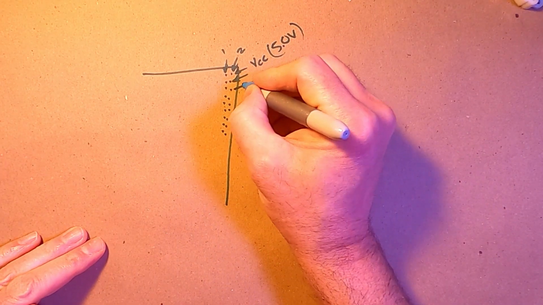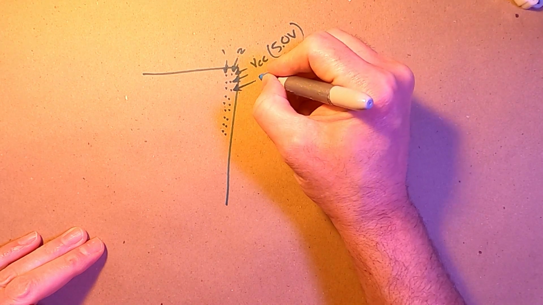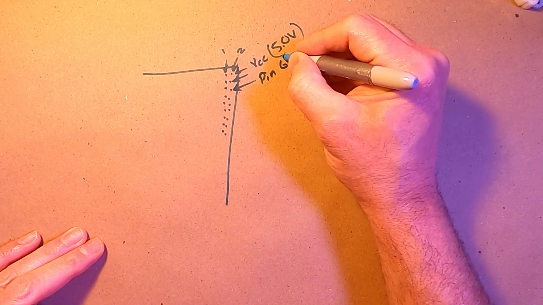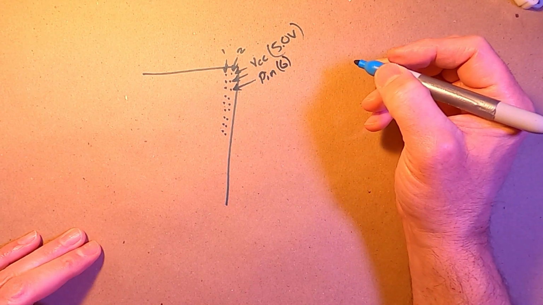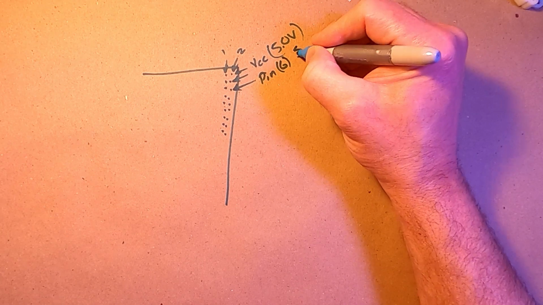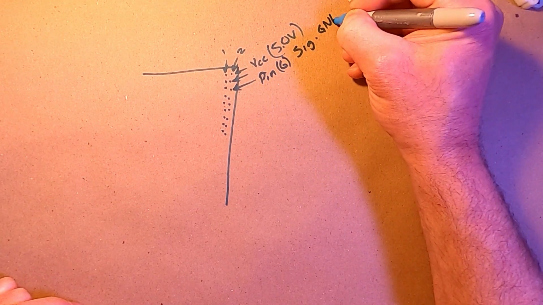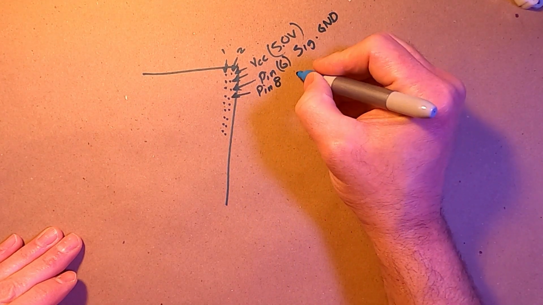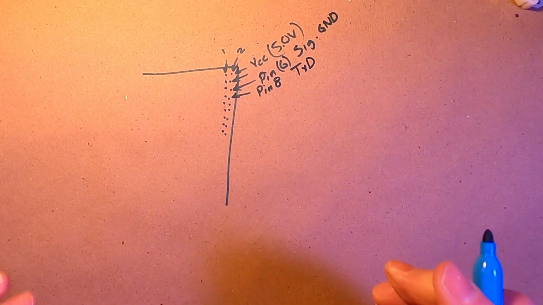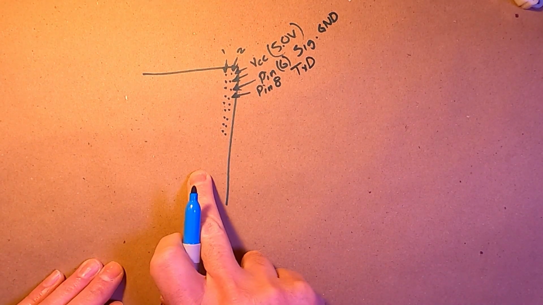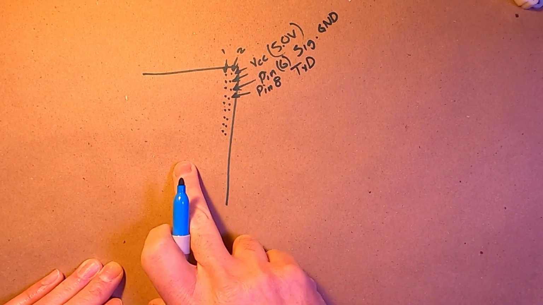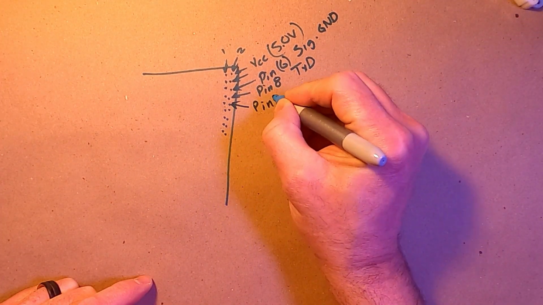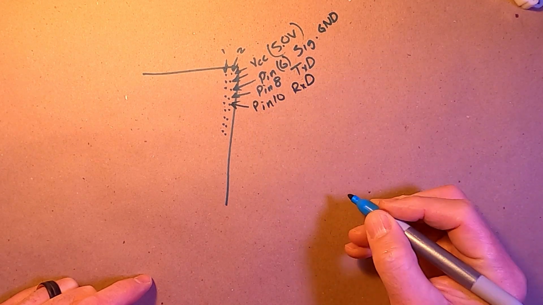The next pin down here, and we're going to talk about this physical pin, 1, 2, 3, 4, 5, 6. So it's physical pin 6. And physical pin 6, we are going to connect to our signal ground. This next pin here, pin 8, this guy is our transmit data. This is from the point of view of the Raspberry Pi. So the Raspberry Pi is going to be sending data out that pin. And then this pin right here, pin 10, this is our receive data.